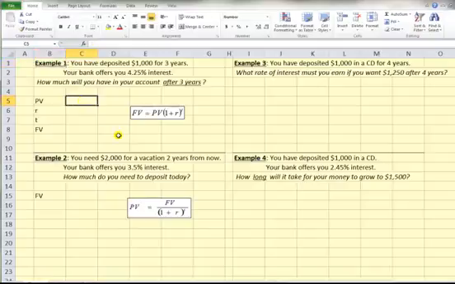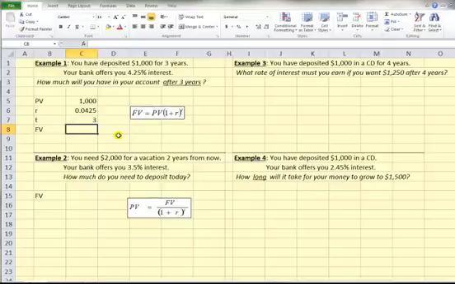Present value is what you have now. You have deposited $1,000, so that's the present value of your deposit. The rate of interest that you will earn is 4.25%. 4.25% is 0.0425. You are letting your money sit there for 3 years. Now, unless otherwise mentioned, all problems involving compound interest will require you to assume that you do not make any changes to your account. You do not withdraw. You do not make additional deposits.